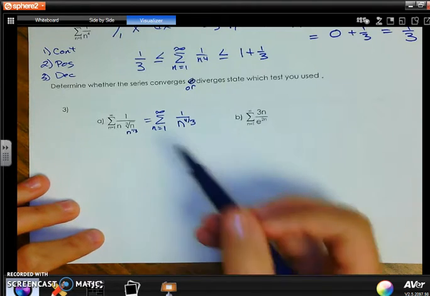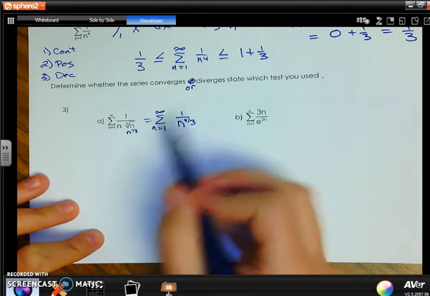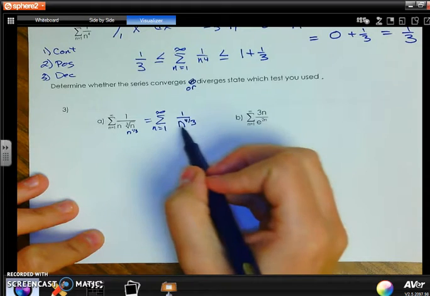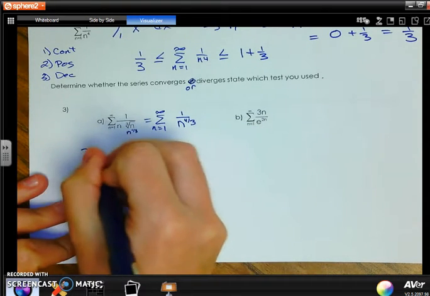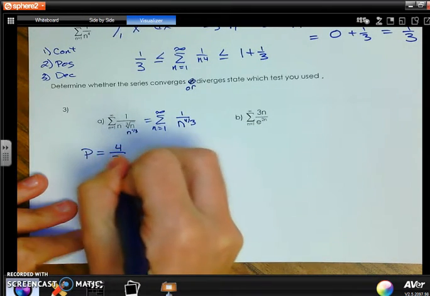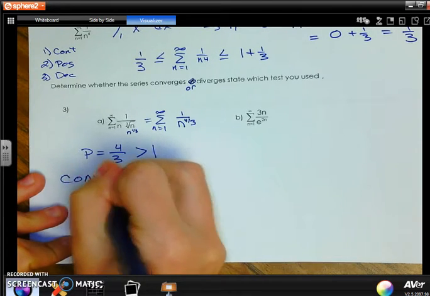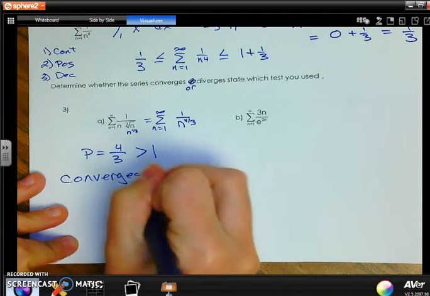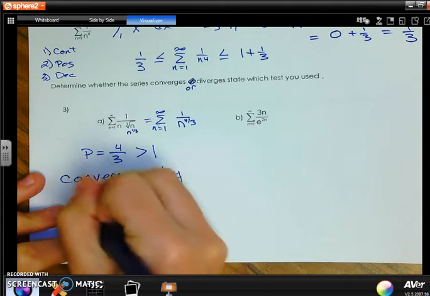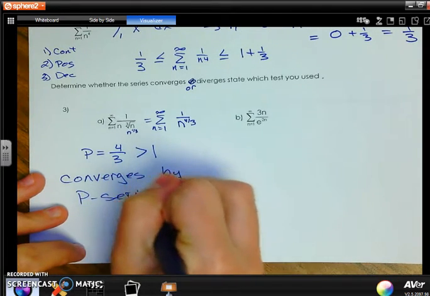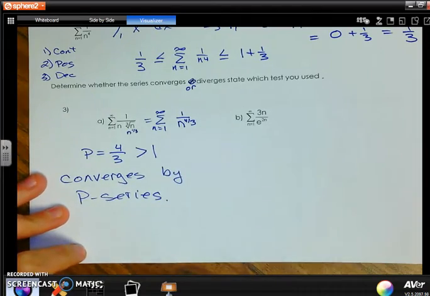And now that I have that, well, that's going to converge by p-series, right? That's a power in this. Here, this is a p. Here is 4 over 3, which is greater than 1. So I would say that this converges by p-series. And that's easy enough for me to get some points there.